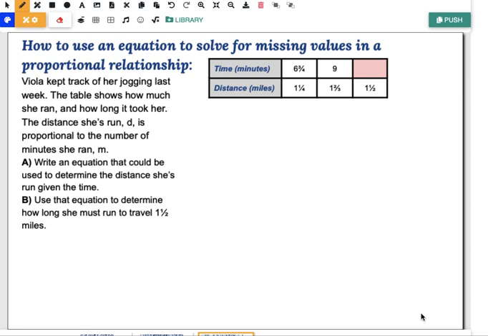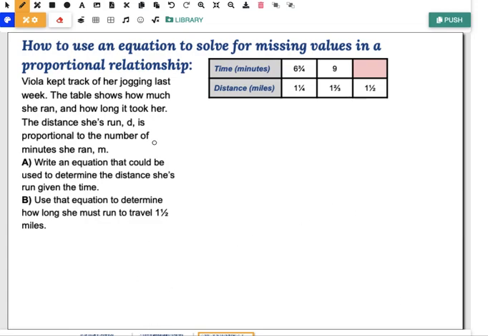Viola kept track of her jogging last week. The table shows how much she ran and how long it took her. The distance she runs, represented by D, is proportional to the number of minutes she ran, represented by M. First part, write an equation that could be used to determine the distance she's run given the time.